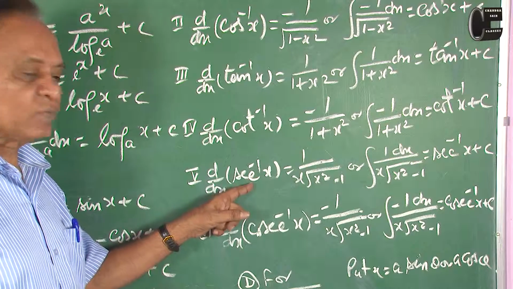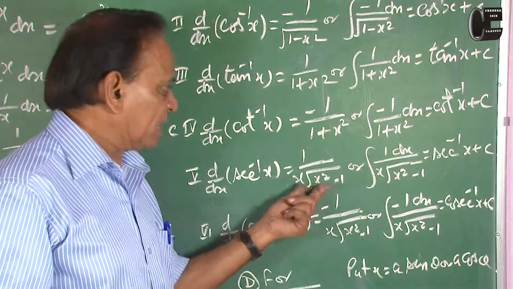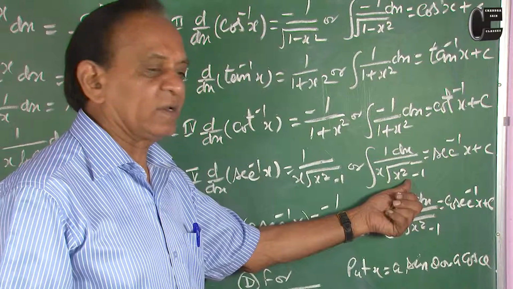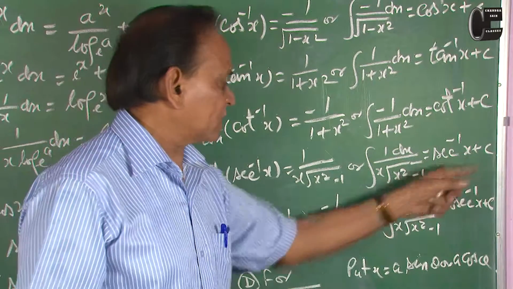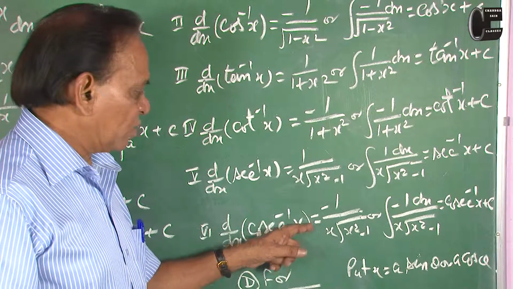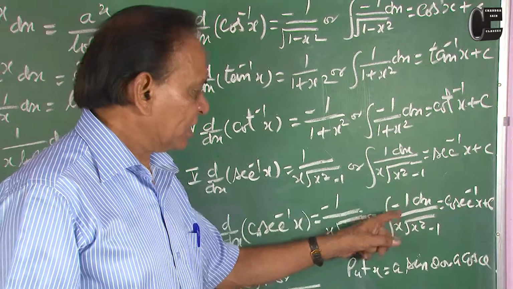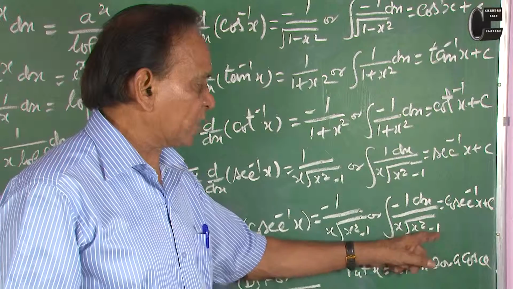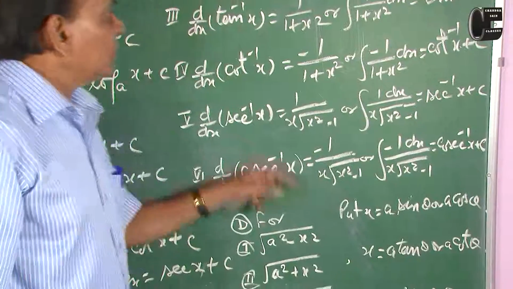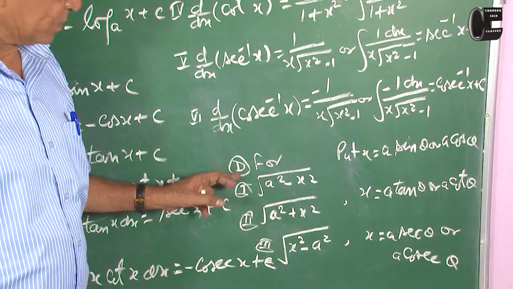Now d by dx of sec inverse x is 1 over x under root x square minus 1, or it can be written as integration of 1 over x under root x square minus 1 will be sec inverse x plus c. D by dx of cosec inverse x equals minus 1 over x under root x square minus 1, or integration of minus 1 over x under root x square minus 1 will be cosec inverse x plus c. These are our formulas.